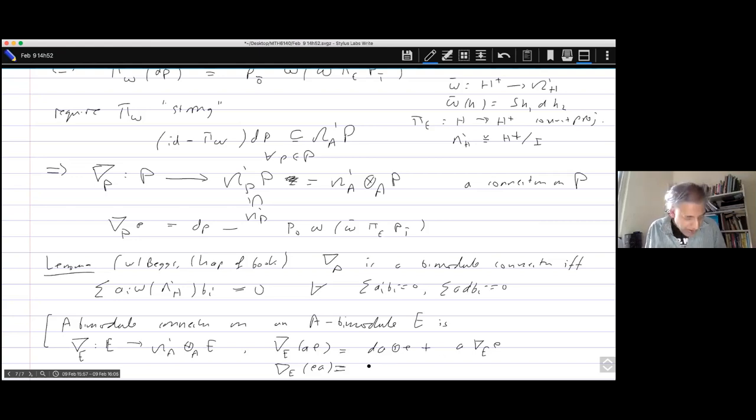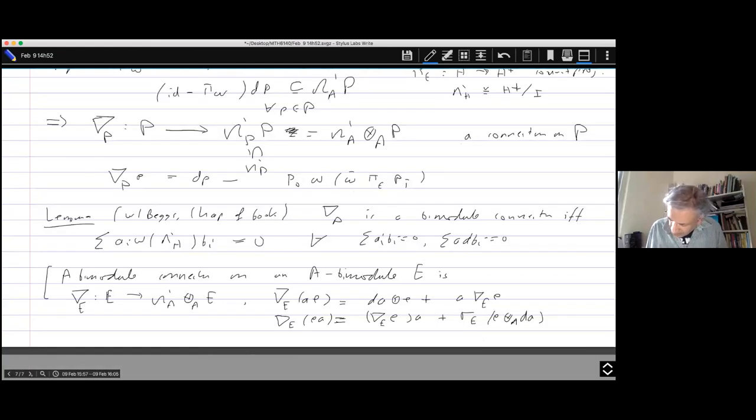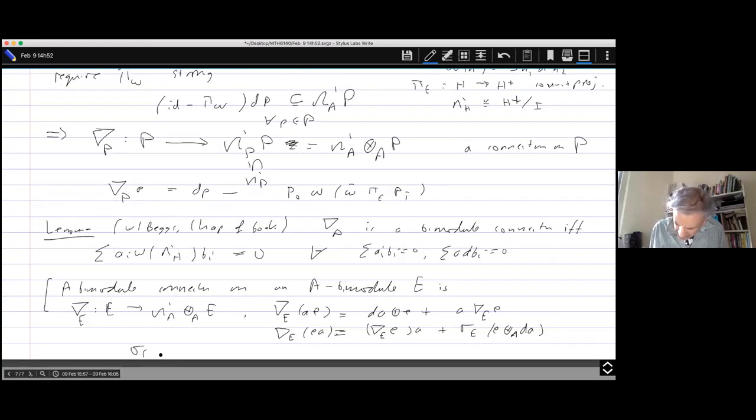Then this should be nabla E a plus sigma E tensor over A da, where sigma E is a map from E tensor omega 1 A to omega 1 A tensor over A E, a bimodule map.